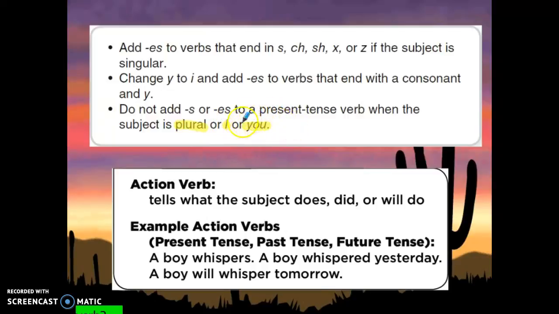So, boys and girls, when the subject is you, it's usually going to be a command sentence. So you're not necessarily going to see the word you in the sentence, okay? Let's take a look at a few examples right down here. It says example action verbs. Present tense, past tense, and future tense are here, okay? So, a boy whispers. In this case, we added an S.